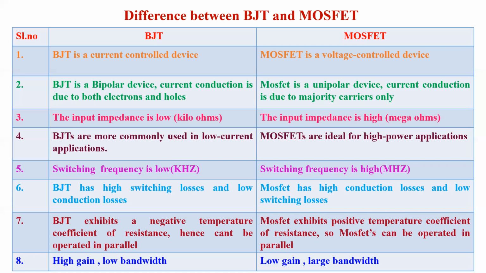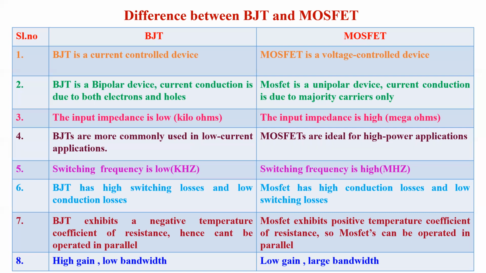So the switching frequency of BJT is very low, whereas MOSFET is high. This is because BJT has high switching losses and low conduction loss. So as BJT has high switching losses, we cannot use it for high switching frequency applications. So the switching frequency is very low, in the order of kilohertz. Whereas MOSFET has low switching losses, so we can use it for high frequency application. And conduction losses are low in BJT. So where the frequency is less, BJT is ideal in that case.